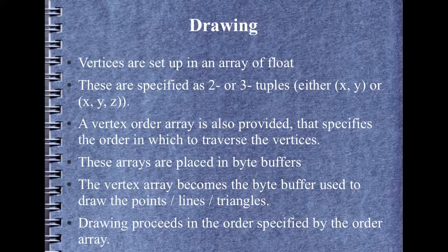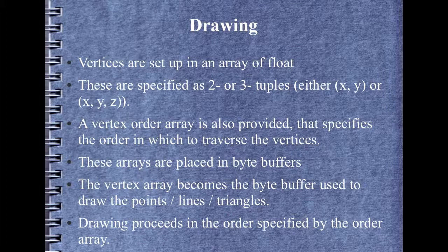And then we also supply another array that is the order in which the vertices are to be drawn. So these arrays, we place them in byte buffers, because OpenGL is kind of a low-level API. It's a low-level C API, actually. And it wants things in byte buffers. It doesn't want them in matrices. It doesn't want them in arrays. It wants them in byte buffers. So we happily place all these things into byte buffers. And then what used to be the vertex array becomes the byte buffer that is used to draw the points or the lines or the triangles in our scene.